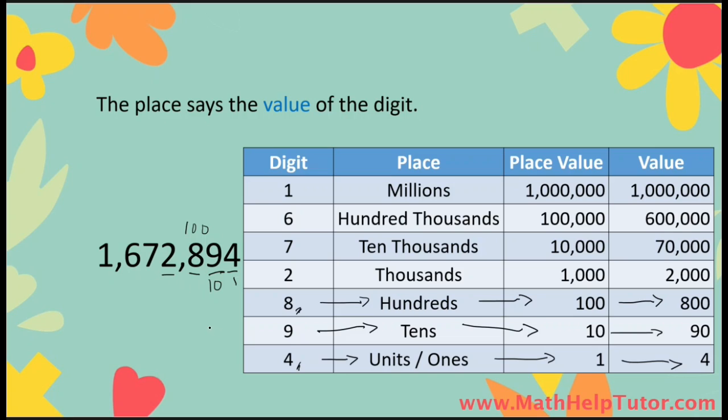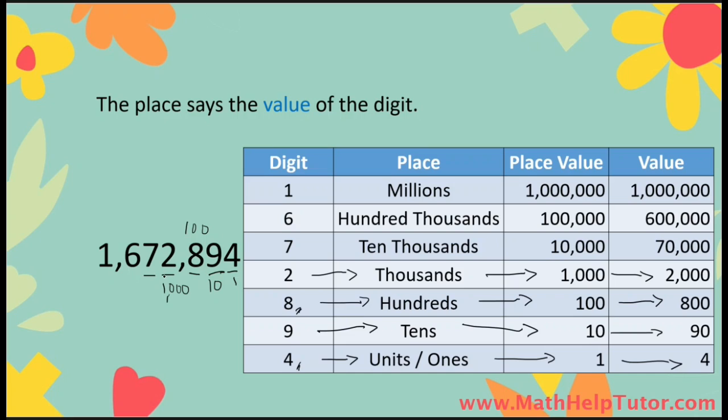What about the digit 2? The digit 2 is in the thousands place, which has a place value of 1000. Since there are two instances of the place value 1000, we know that the value of the digit 2 is 2000.